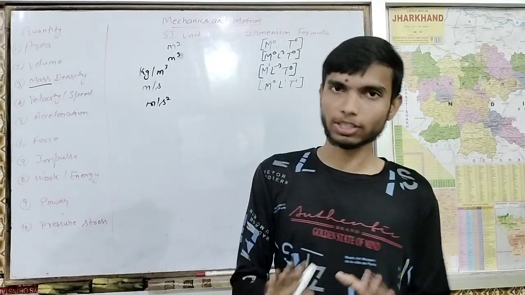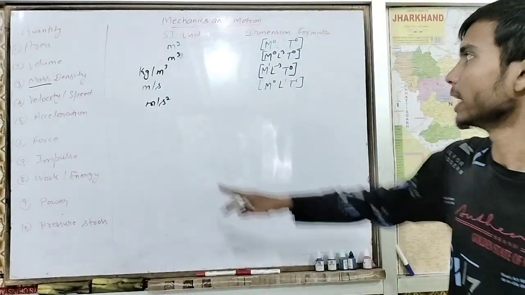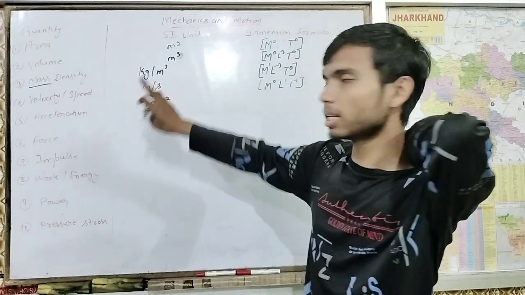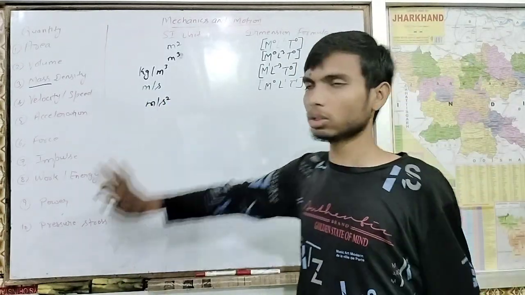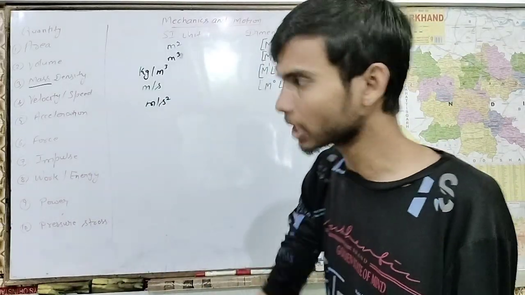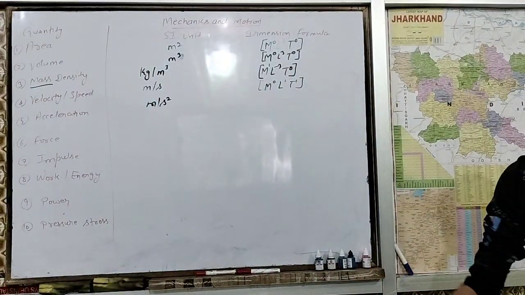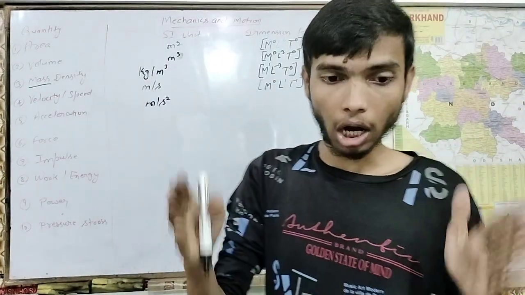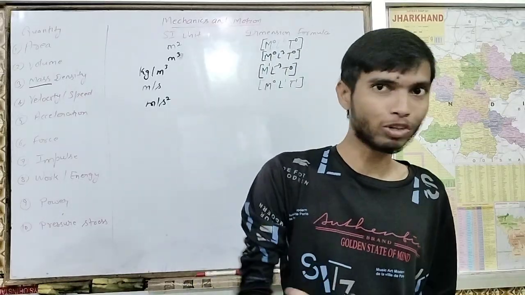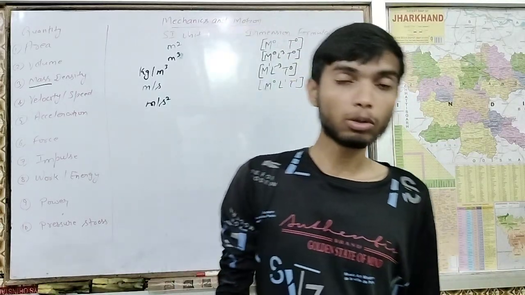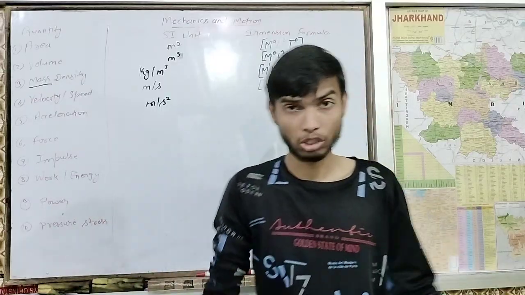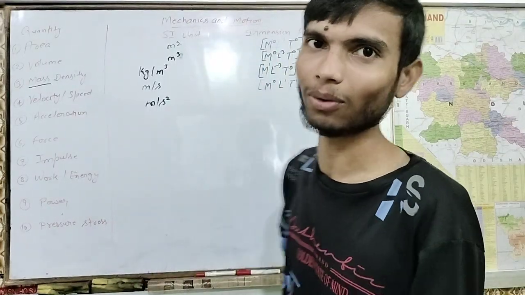Acceleration. Here the unit is meter per second square. What is the difference between this and this? Here is a square, here is 1. Here the exponent is 1, here 2. Right now I am not going into too much detail about acceleration or all these quantities. Our focus is just on the SI unit of these physical quantities and how to write the dimension. What would be the dimension formula for this physical quantity? That is what our focus would be.